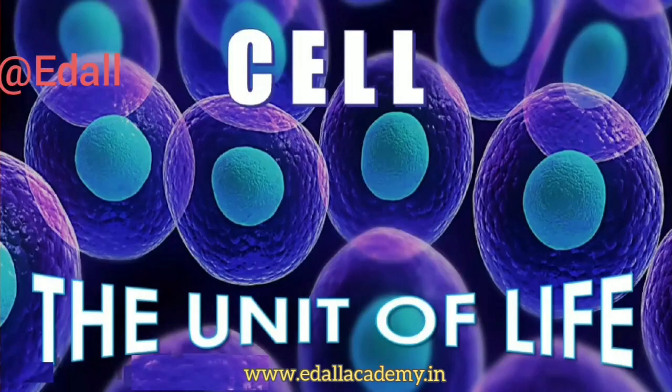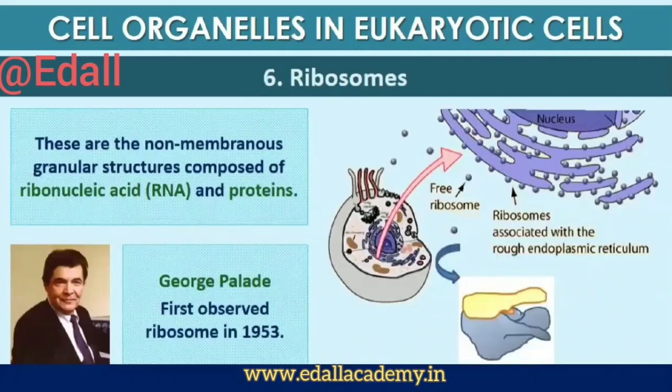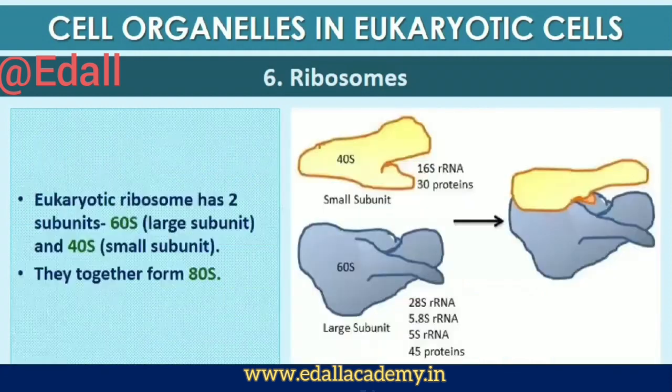Chapter 8, Cell, the Unit of Life. 8.5.6 Ribosomes. Ribosomes are the granular structures first observed under the electron microscope as dense particles by George Palade in 1953. They are composed of ribonucleic acid, RNA, and proteins and are not surrounded by any membrane. The eukaryotic ribosomes are 80S while the prokaryotic ribosomes are 70S.